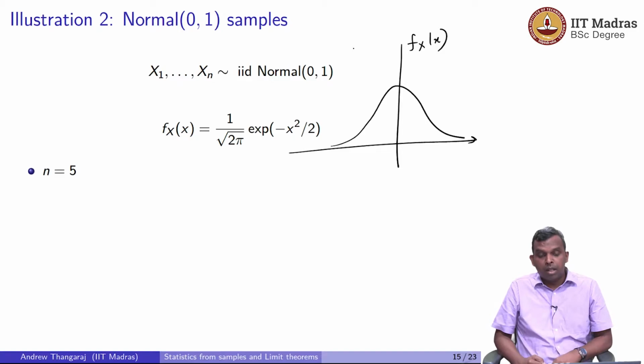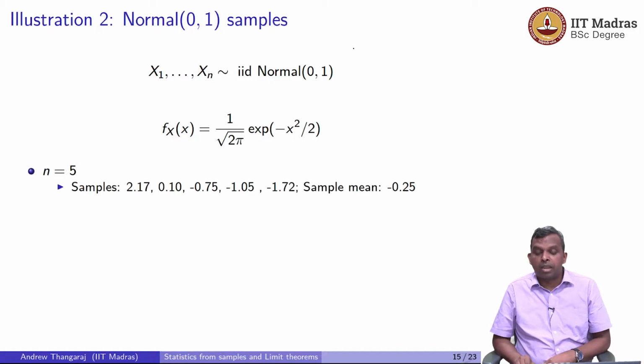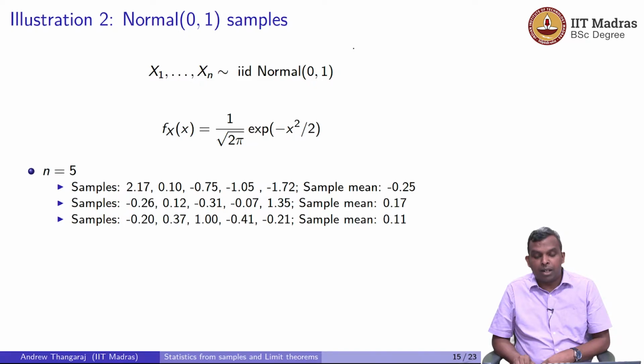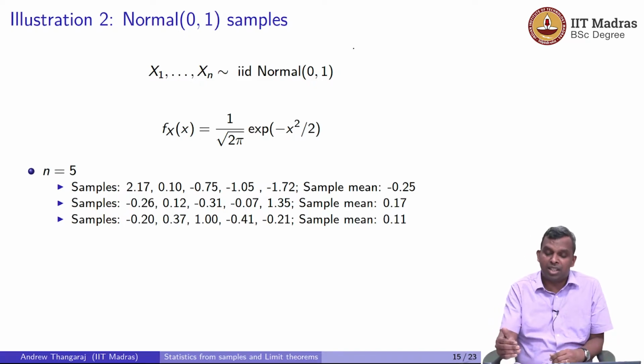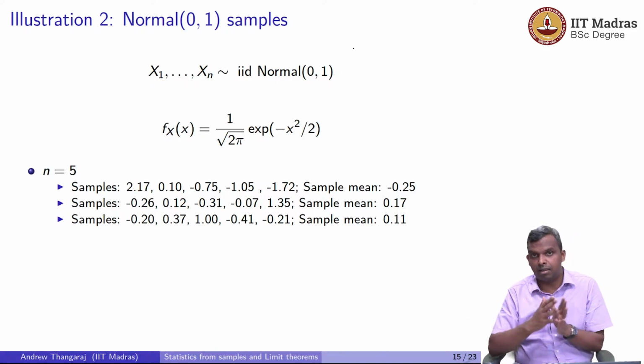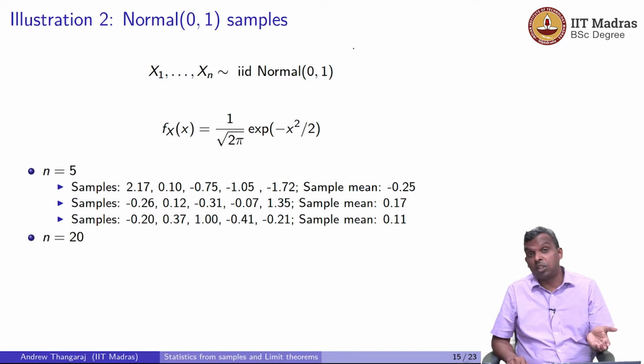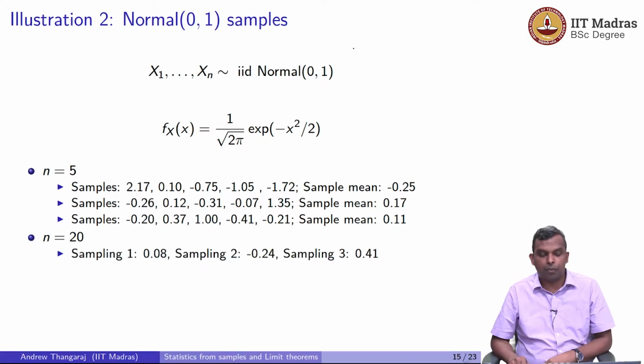So that's the shape. So here is some experiment that I did with n equals 5. I got these samples, and the sample mean ended up being minus 0.25. Next time I did, I got 5 samples, 0.17. Next time I did, I got 5 samples, again 0.11. You can see the variation can be as high as 0.3 variation, right? So there's quite a bit of variation in the sample mean. I repeated it for n equals 20. I don't want to write down the samples for you. I will show you later on in a Colab notebook how to generate these samples and how to calculate the sample means. It's easy enough.